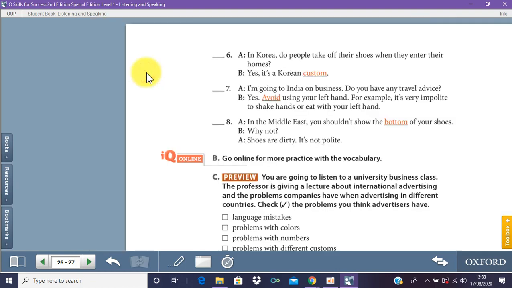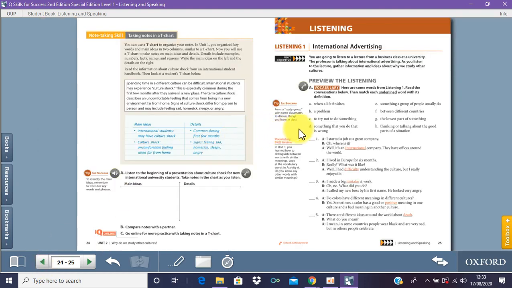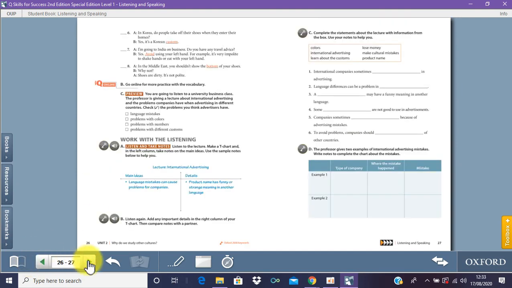Number 8, the last one is, in the Middle East, you shouldn't show the bottom of your shoe. Bottom. The answer is G. If you go on to the last page again, G is the lowest part of something. I know in Arab culture, if you show the bottom part of your feet, it's very rude, very offensive. So you shouldn't do that. Okay, good. If you've done that, well done.